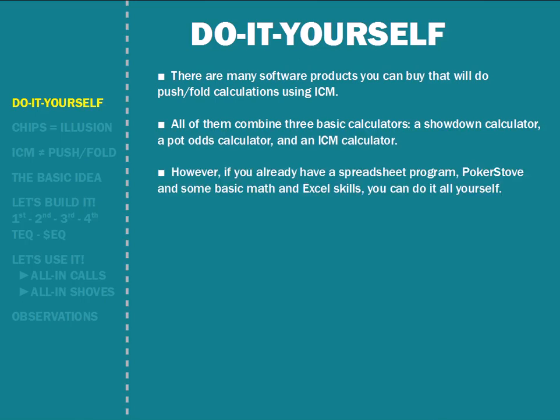However, if you already have a spreadsheet program, like Microsoft Office, which you have to pay for, or OpenOffice, which you can get at openoffice.org, and that's free. Or on Google Documents, you can create and use spreadsheets through Google, and that's totally free. So if you have a spreadsheet program, which now that there are free options you have no excuse not to, PokerStove, which is free, and some basic math and Excel skills, which hopefully we're going to give you in this video, then you can do all the same things that those ICM calculators do, but do it yourself and do it all for free.